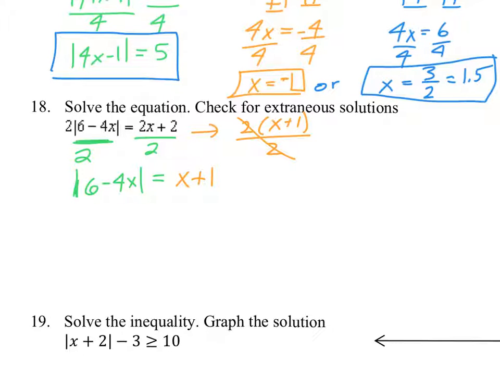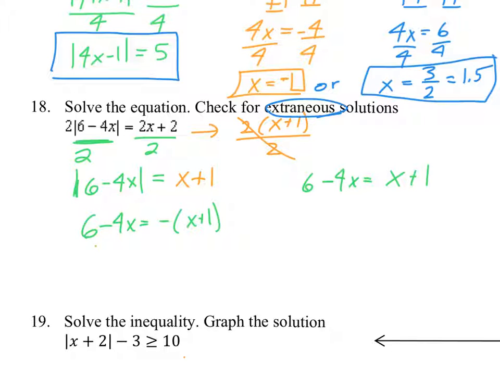Now, at this point, they do mention extraneous solutions, and we need to worry about that because x plus 1 is positive for some values of x, and x plus 1 is negative for other values of x. So we don't know for sure until we find our solutions whether they are going to actually work in the original or not. We still go through our same process. We'll set up 6 minus 4x equals the opposite of x plus 1, and we will set up 6 minus 4x equals x plus 1.